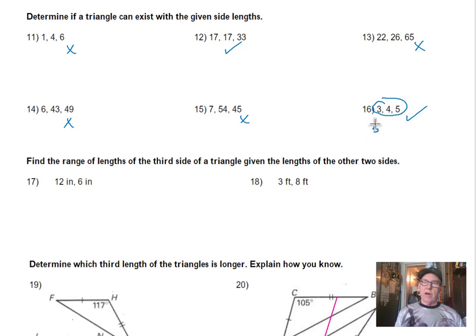Another good one to know is 5, 12, 13. 25 and 144, 169. That's the Pythagorean theorem. That's another Pythagorean triple that's good to know.